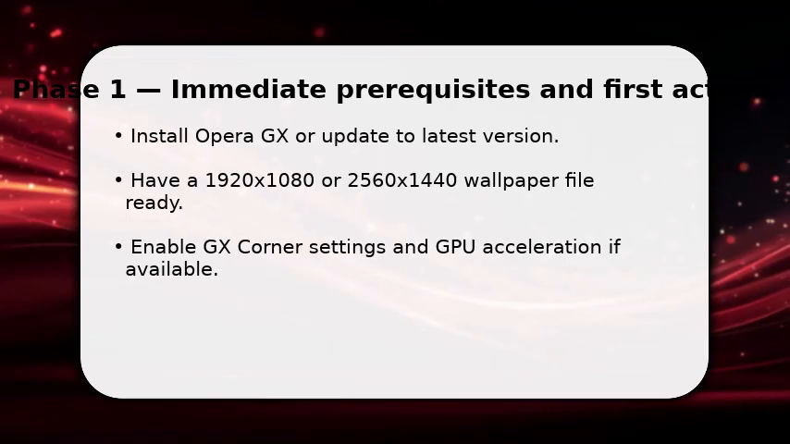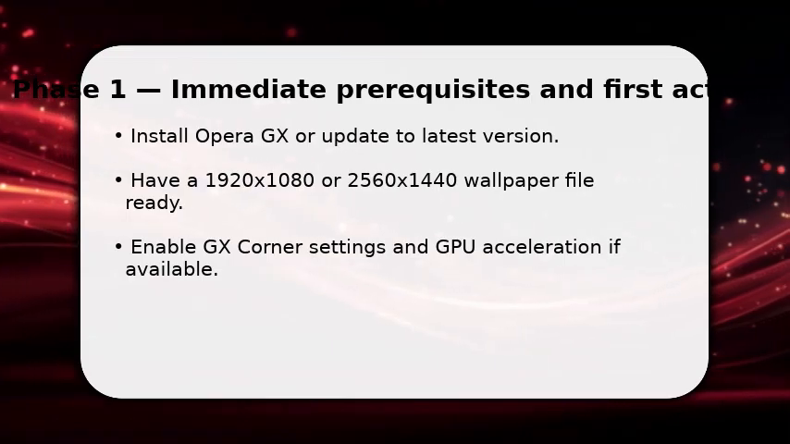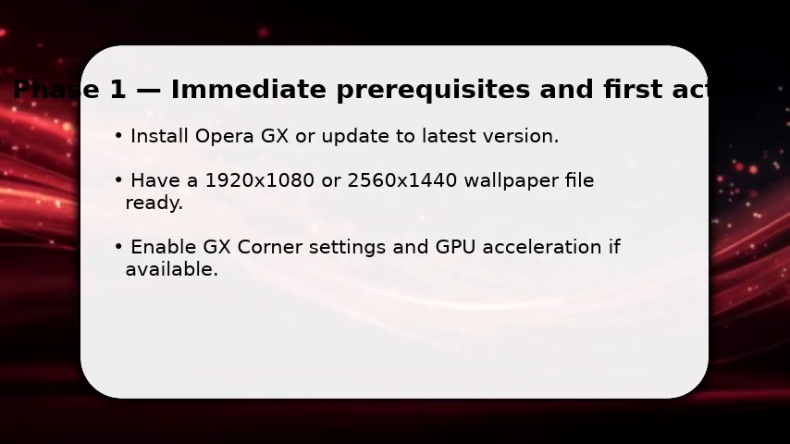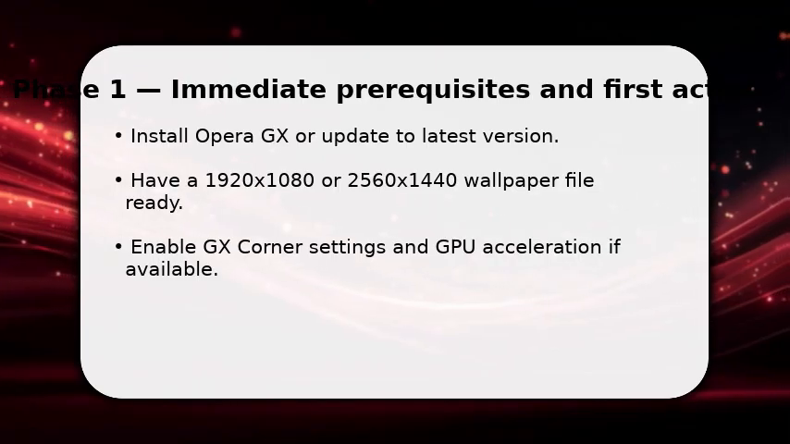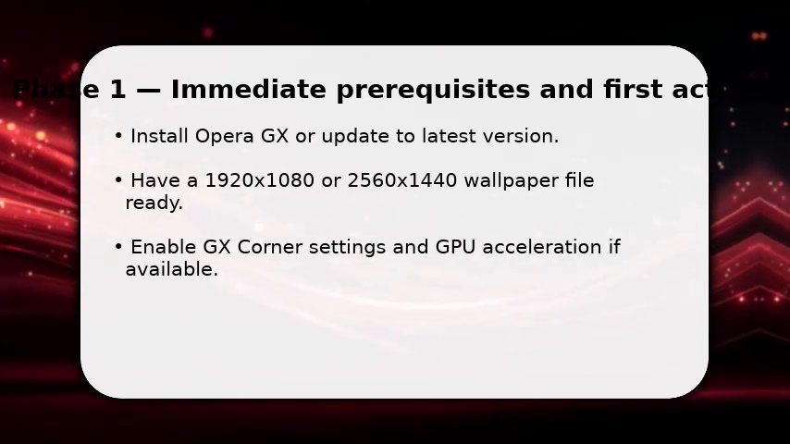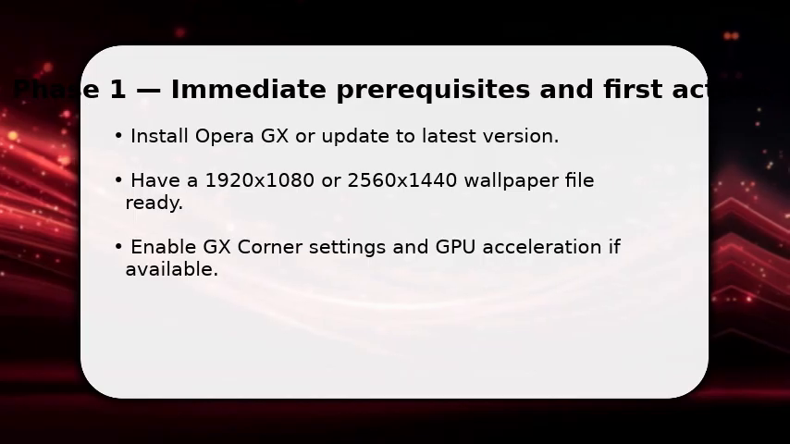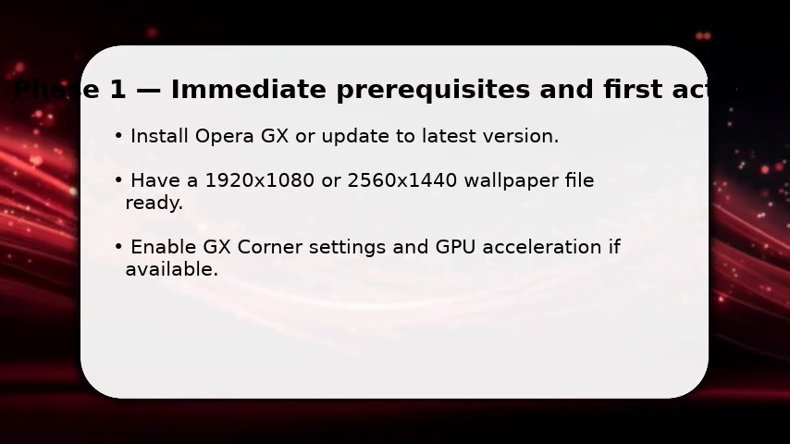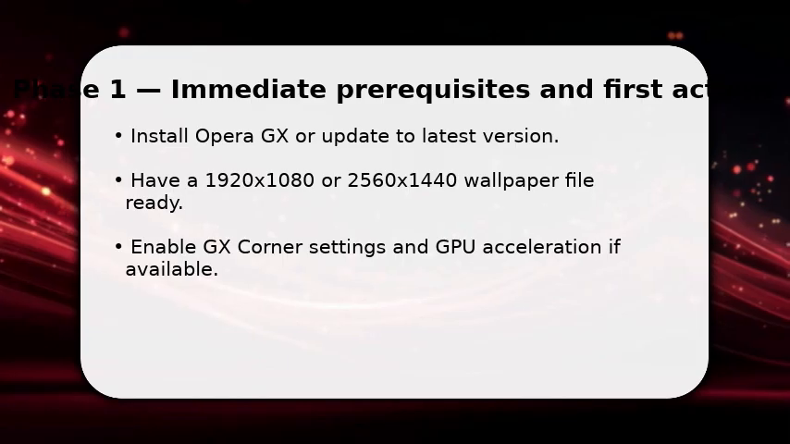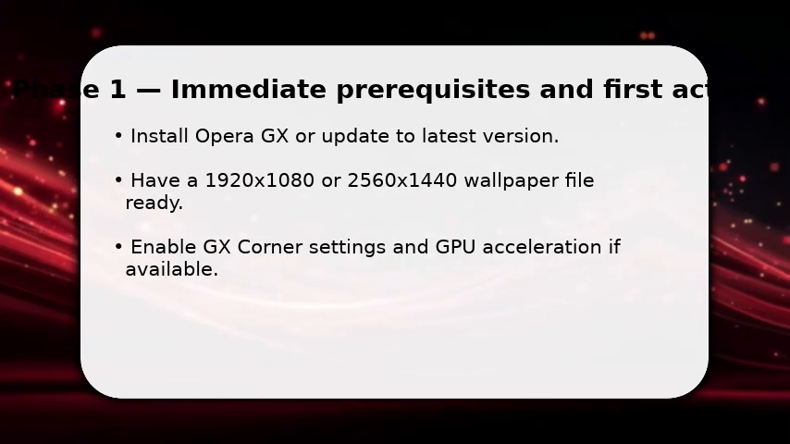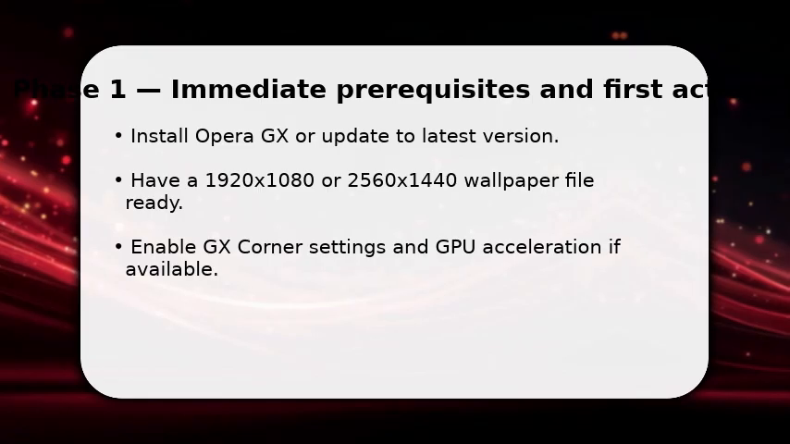You start by launching Opera GX and confirming it's up to date. This avoids compatibility issues with animated themes. Once done, open Settings and navigate to Appearance where Wallpaper options live. Make sure GPU acceleration is enabled because animated wallpapers use more rendering power and perform smoother with it.